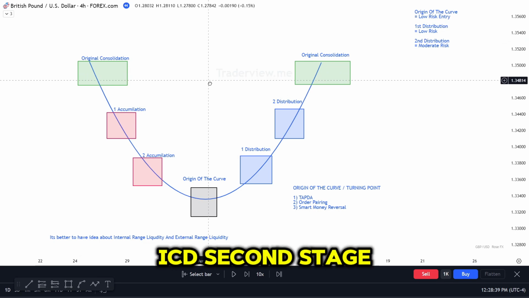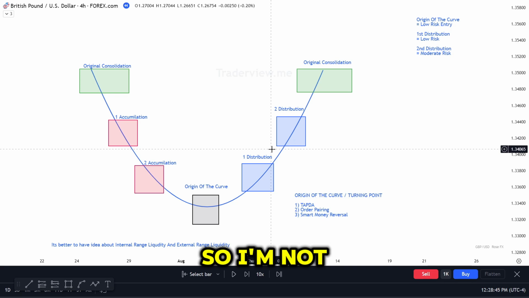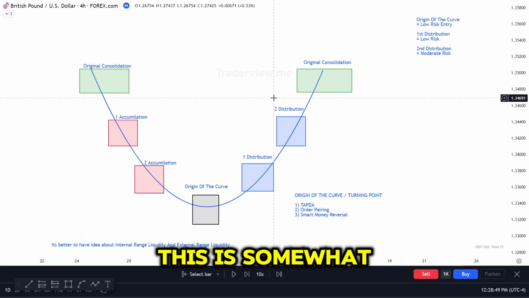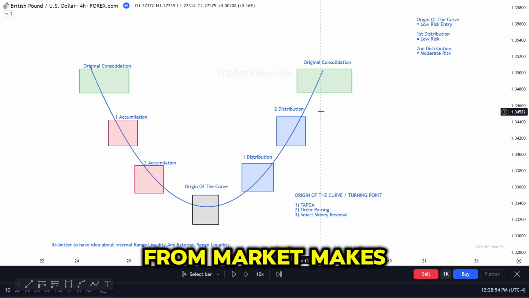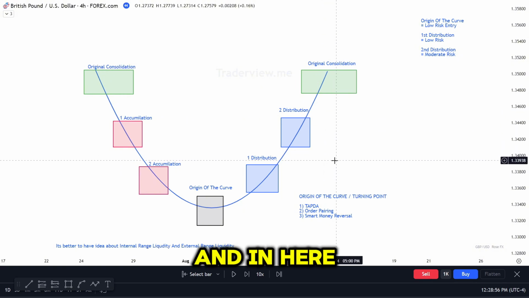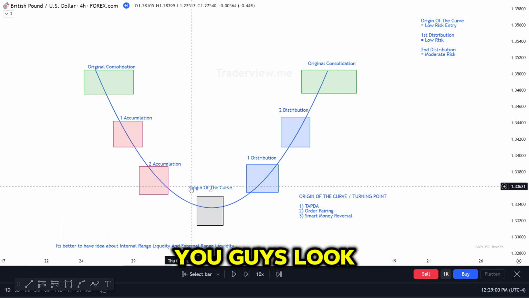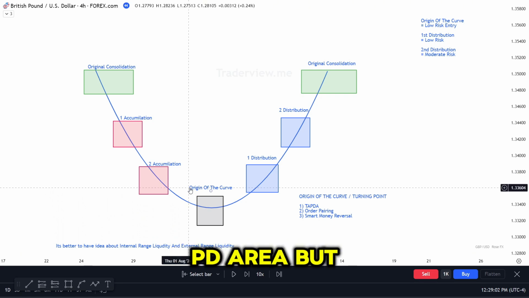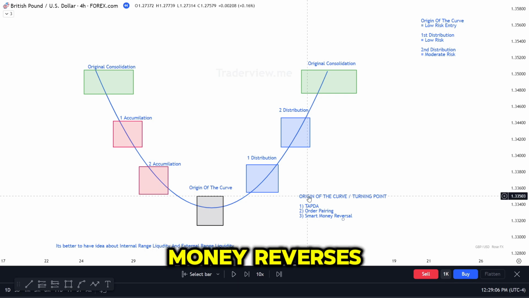According to ICT, the second stage distribution phase is considered the silver bullet. I'm not talking about the 3 a.m., 4 a.m. and 10, 11 silver bullet. This is something which comes from the market makers model. And in here, at the origin of the curve, it's better if you look for TABDA, time and price PDRA, but mainly focus on order pairing and smart money reversals.